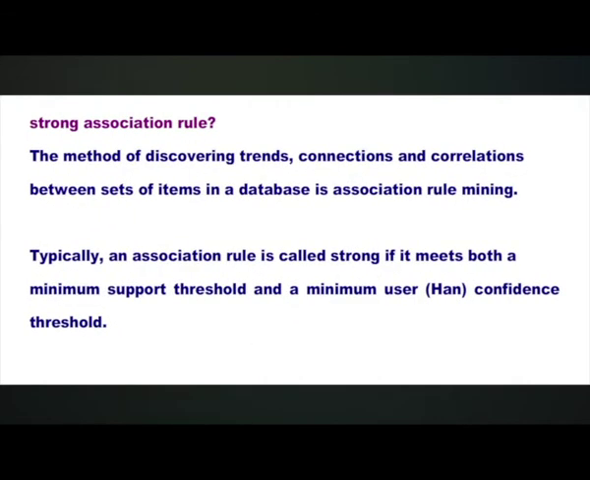Which determines a strong association rule? Is there any possibility? Yes, the method of discovering trends, connections and correlations between sets of items in a database is nothing but association rule mining, which also determines a strong association rule. Therefore, typically an association rule is called strong if it meets both a minimum support threshold and a minimum user confidence threshold.